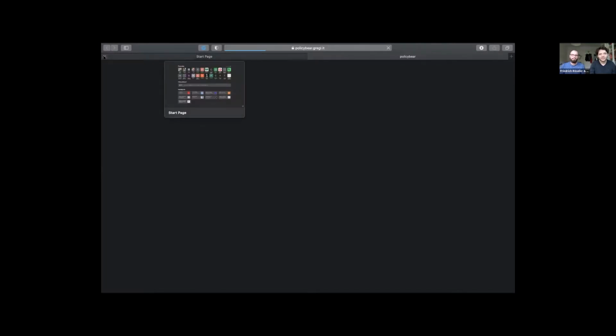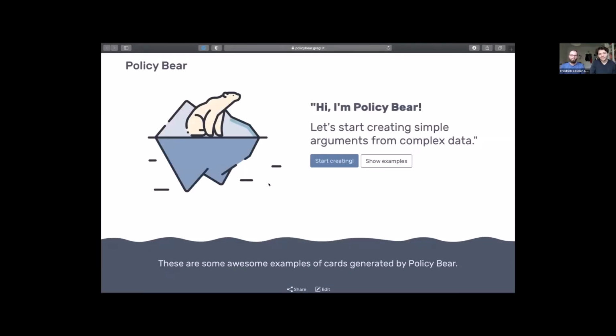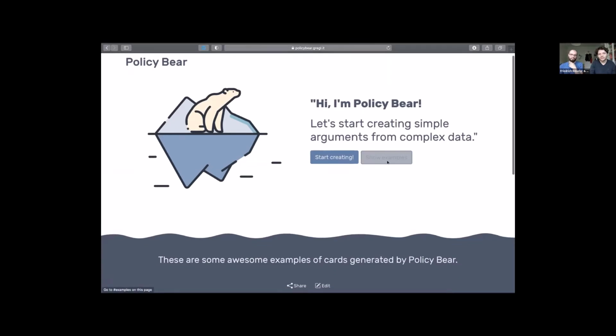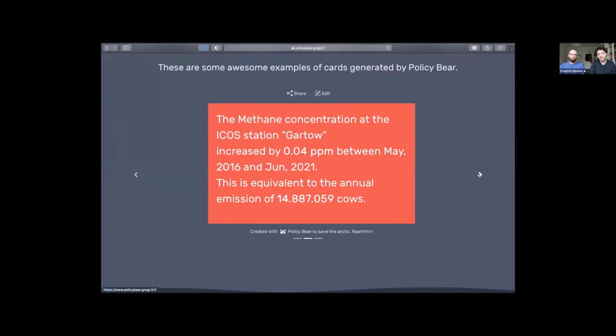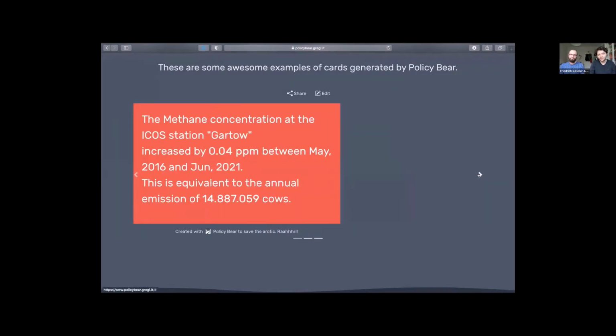Okay, good. So now we are on the landing page of Policy Bear. You can see there are 2 buttons that we can press from the start. You could start creating right away with this button, or you could first look through the examples. So let's do that now. And there we have some pre-prepared cards that are generated by Policy Bear.